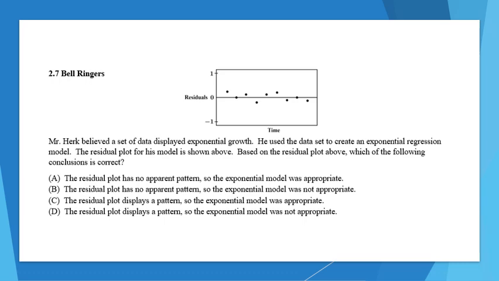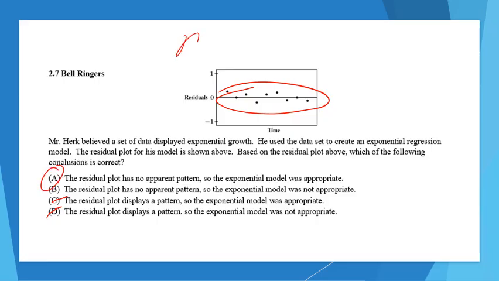And so we want to see if the model was appropriate or not appropriate, and does it display a pattern? So here, for this residual plot, there really is no apparent pattern, so we can eliminate C and D. And then, because there's no pattern, that's a good thing. That means the exponential model was appropriate.